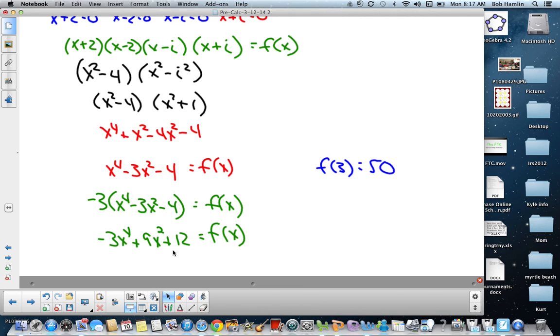If you need to pause and help each other out by taking a look at anything, please do so now, and then we'll get ready to go on to the next slide. So if you want to pause, go ahead and pause.